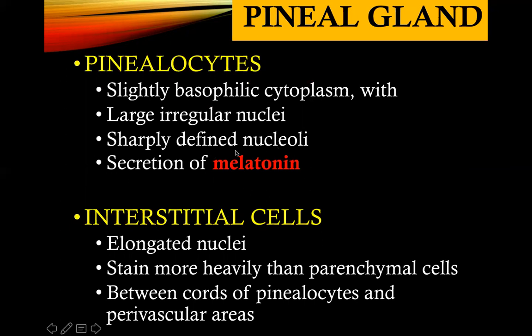Okay, and other cells, other than the parenchyma, are actually your interstitial cells. They are described as having elongated nuclei. They stain more heavily than the parenchymal cells, which are pinealocytes, and they are found between the cords of pinealocytes and in some parts of the perivascular areas.